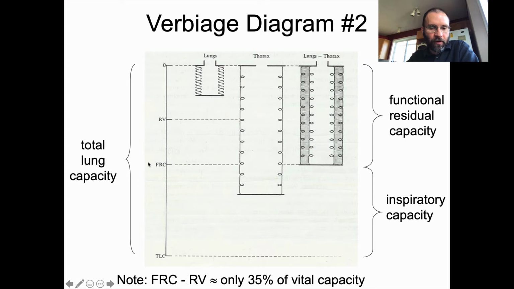I pointed this out before. This is our equilibrium point. It's called the functional residual capacity. And then going from there to the total lung capacity is your inspiratory capacity. How much can you breathe in from the equilibrium point?